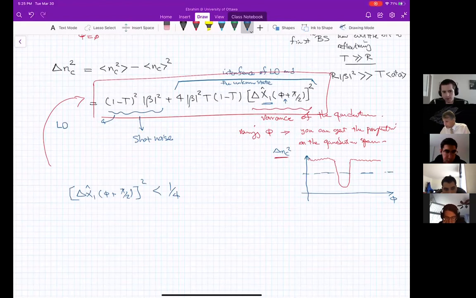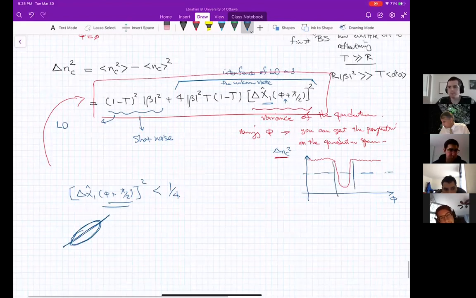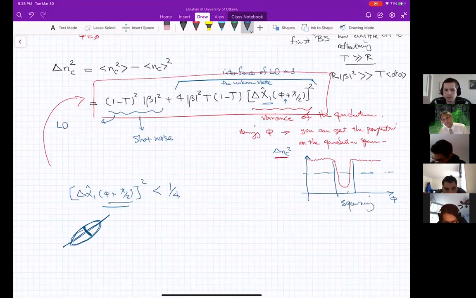Then what is happening for that specific state, for example if you squeeze like this, then along this direction, you will get below the shot noise. Okay? When you go below the shot noise, then you understand that you do have a squeezing here. Clear? Beautiful.